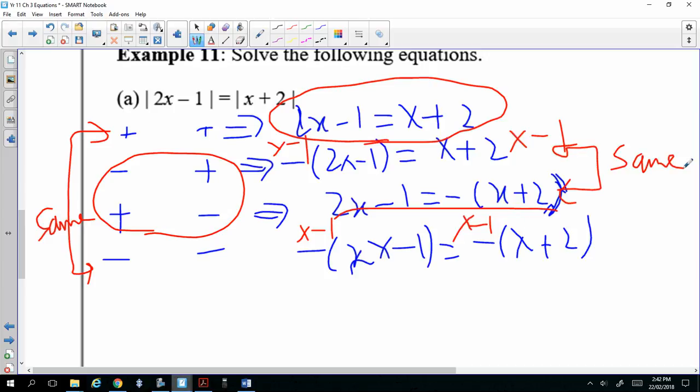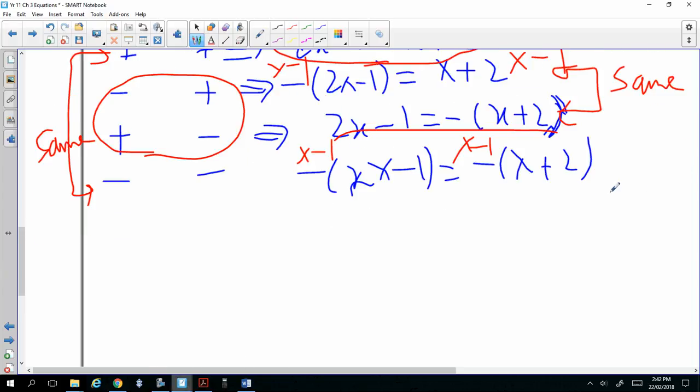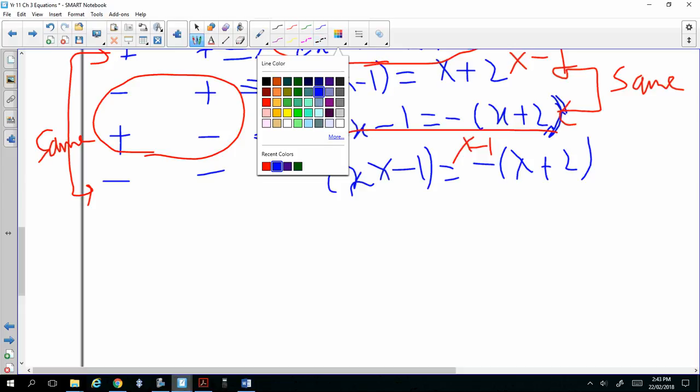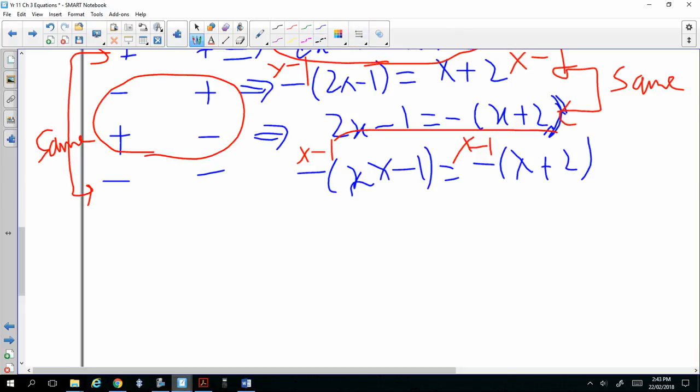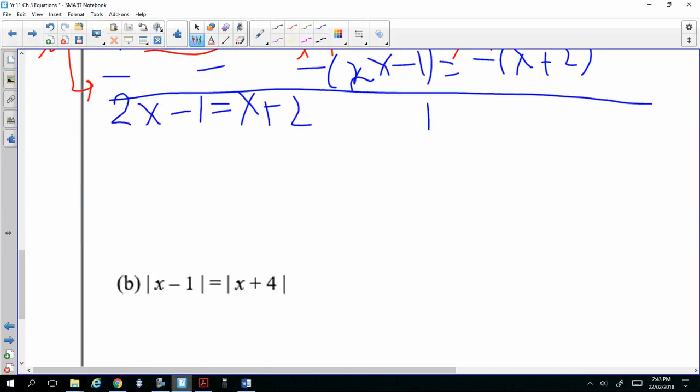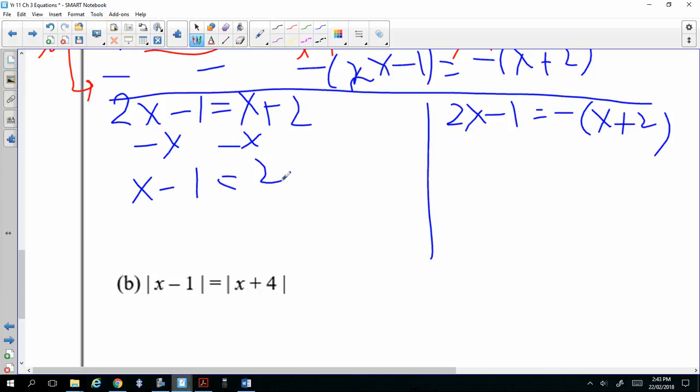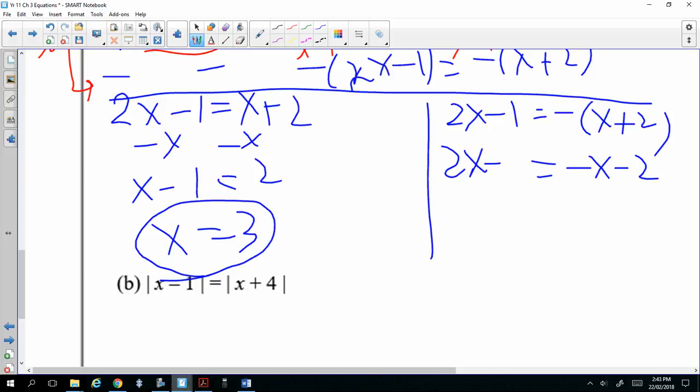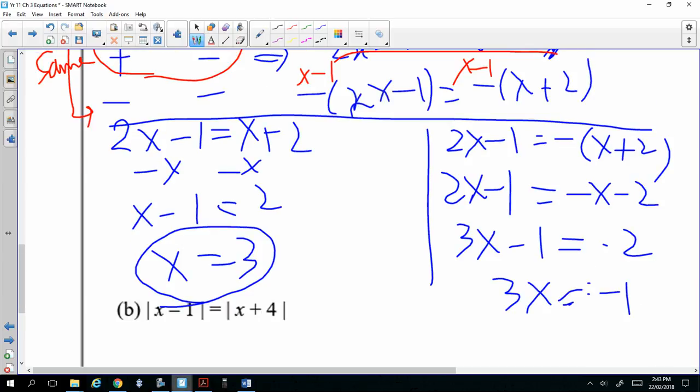So what do we do? Well, all you have to do is to do 2 cases. So let's put it back. Case 1 is 2x minus 1 equal to x plus 2, both positive. The second case is 2x minus 1 equal to negative x plus 2. So if you subtract x from both sides, you get x minus 1 equal to 2, x equal to 3. For the other one, you expand negative x minus 2. So therefore, 3x minus 1 is negative 2, 3x equal to negative 1, and then x equal to negative a third.